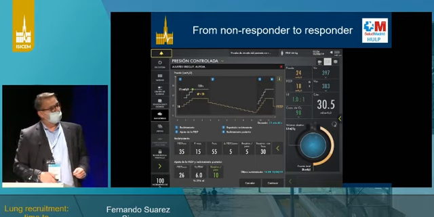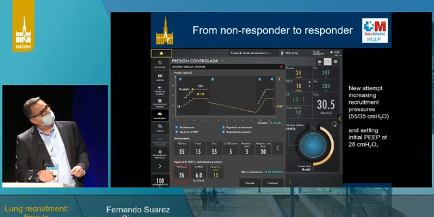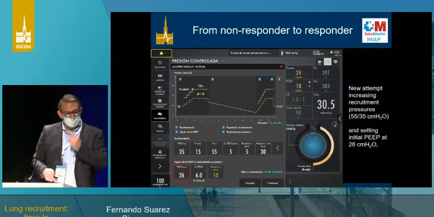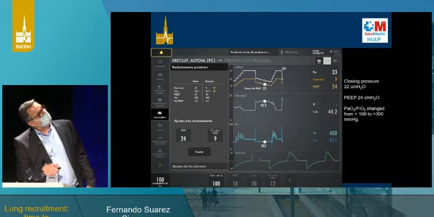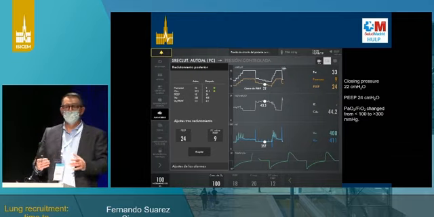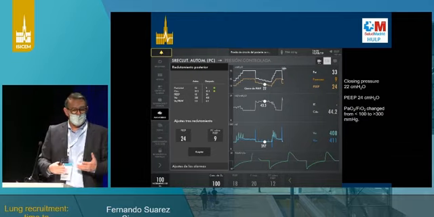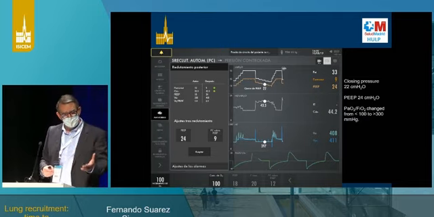is to reset the parameters. So we increased the recruitment pressure 5 centimeters of water, and we increased the PEEP level to 26 in the decremental PEEP titration. And after the performance of the maneuver, you see here that now we have a response. The patient was recruited now, and you see that the closing pressure was at 22. So we could convert a non-responding patient to a responder. And this had a translation in better oxygenation.